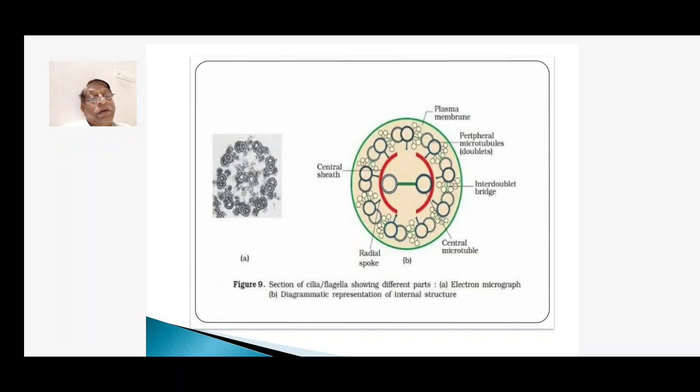The structure of cilia or flagellum under the electron microscope. Okay. You must practice this diagram. Otherwise you will not be able to draw it. You must practice this.